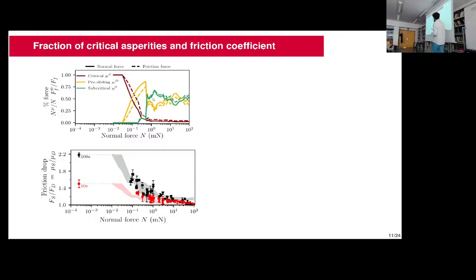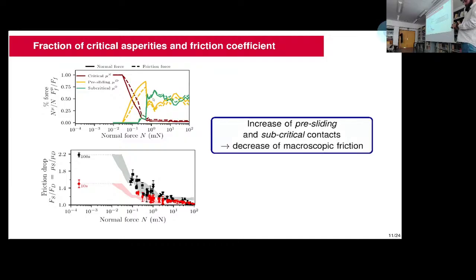This is the same thing almost for the friction force, just slightly different because the subcritical asperities might contribute different values. But yeah, the idea is that the addition of subcritical and pre-sliding contact decrease the macroscopic friction.